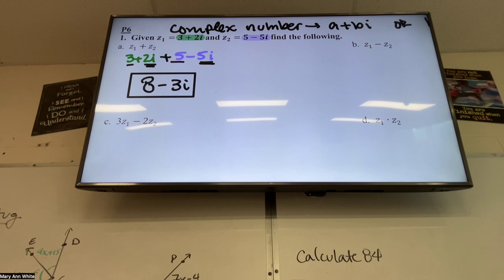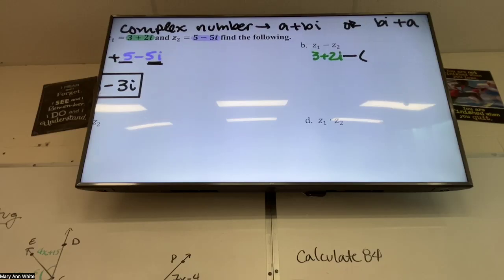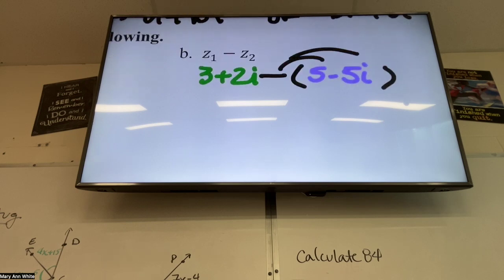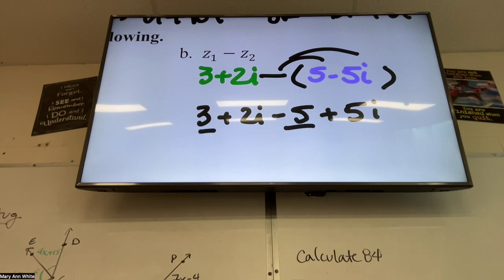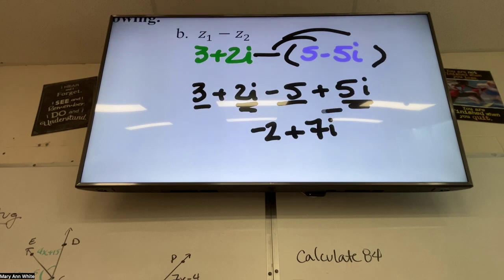Let's jump over to letter B. It says z1 minus z2. So we're going to just subtract them. Take our two numbers, 3 plus 2i minus, and I am going to put parentheses around my second term just so I don't lose any negatives, 5 minus 5i. Distribute that negative. 3 plus 2i minus 5 plus 5i. And then now, just like we said last time, combine your like terms. Negative 2 plus 7i.